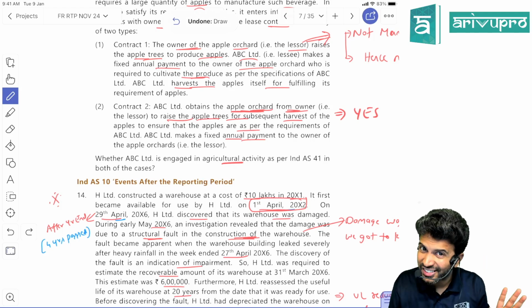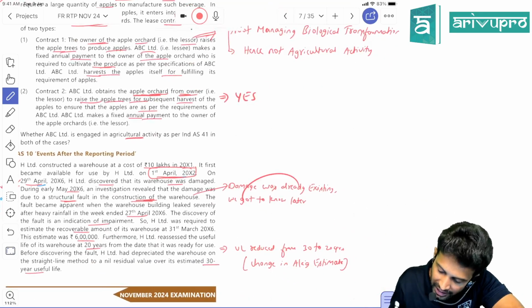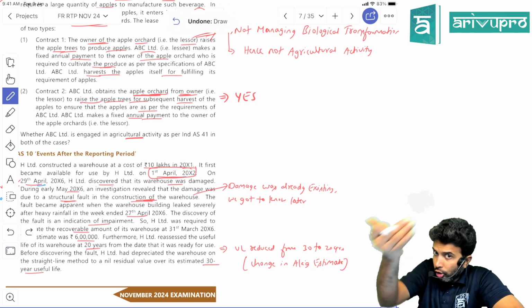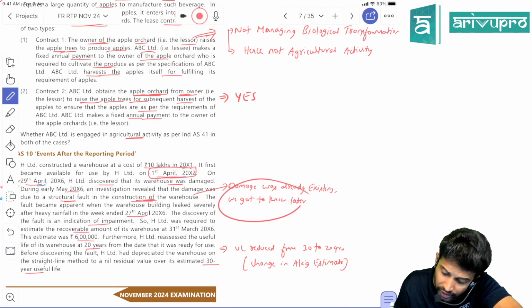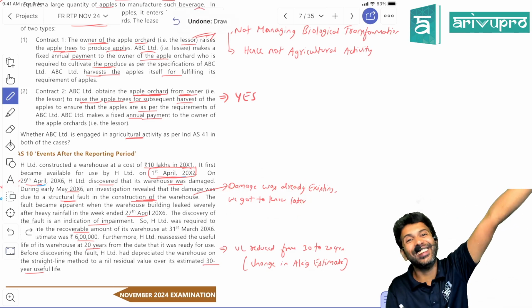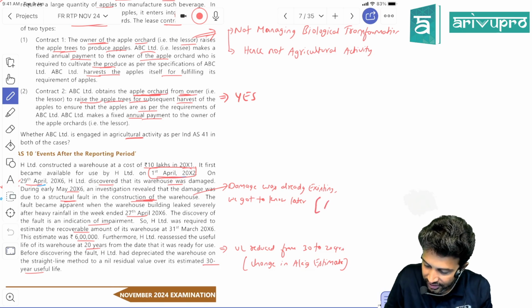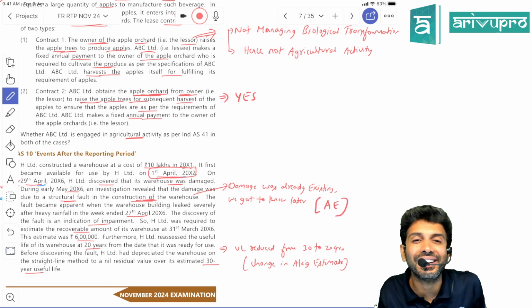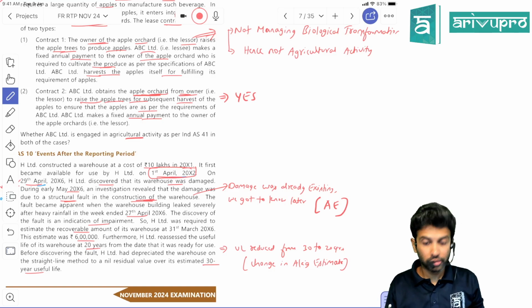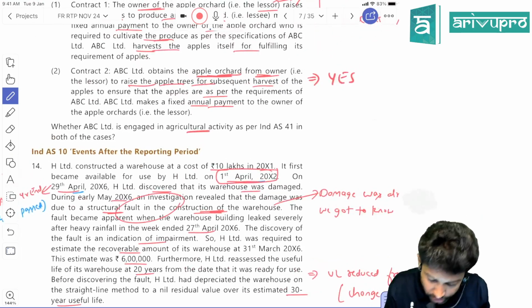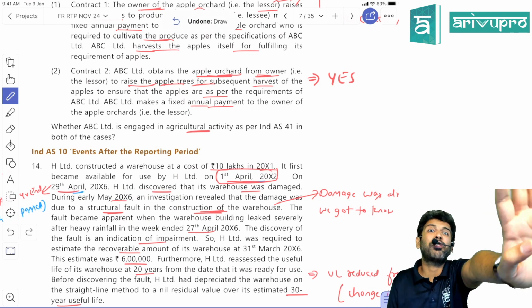That means, sir, think about the damage condition. Though you detected it later on, it was already existing. The damage was already there, just that we got to know a little later. What am I hinting towards? Sir, this is an adjusting event. Yes sir, because this is not damage due to earthquake or fire, flood and all.